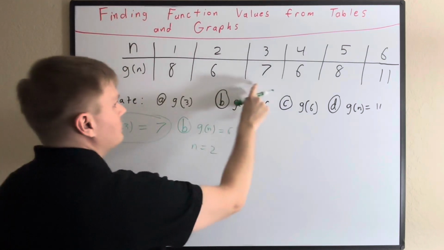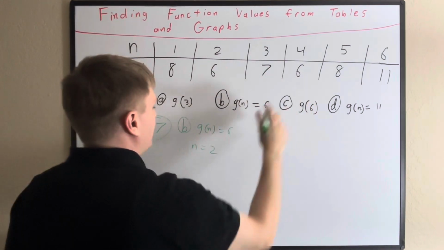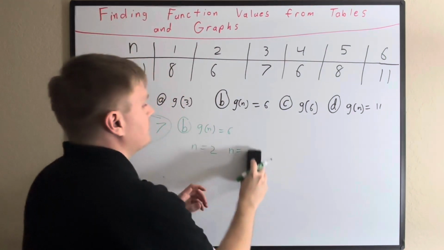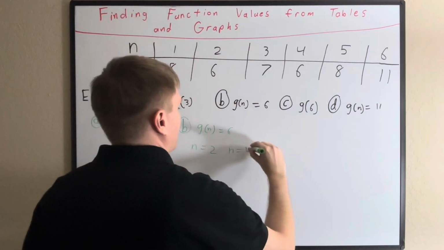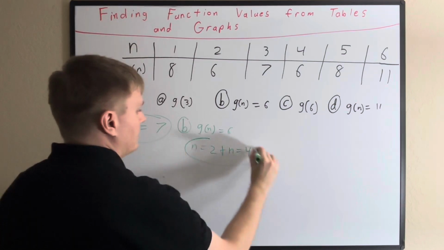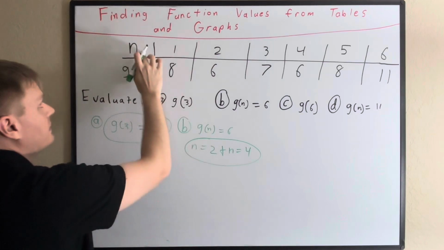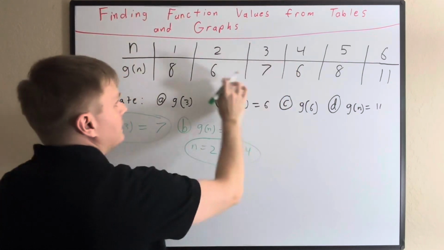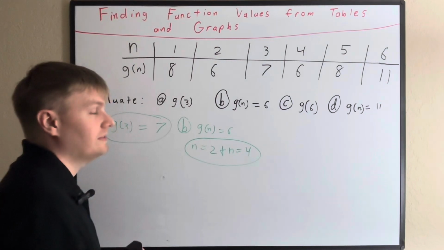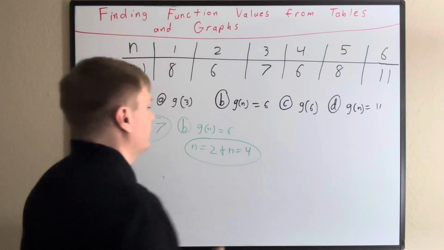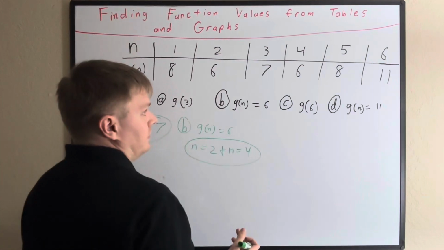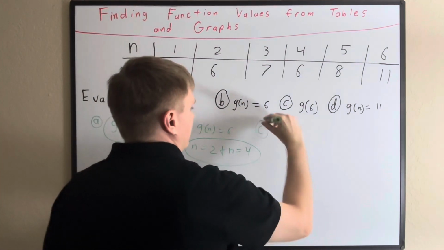No. G of n is 6 over here as well. So n equals 4 over there, right? So n equals 2 and n equals 4. We have two answers there. Because it's a function, we can have the same output twice. If you don't have the same output twice, that is called a one-to-one function, and that's in the next video. But there's your answer. Sometimes you're going to have two different answers, and right there is one of those examples.